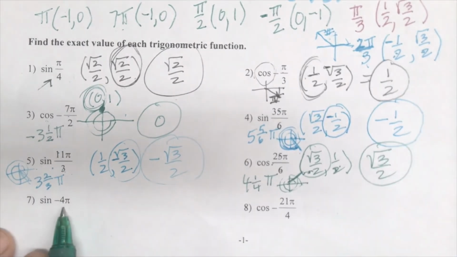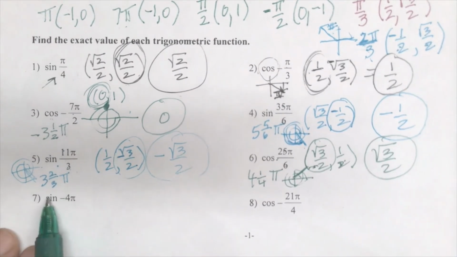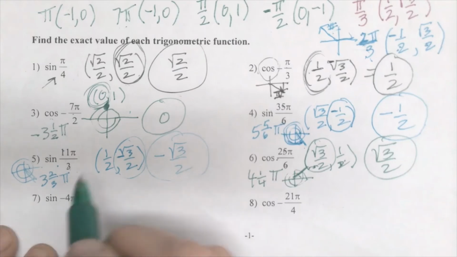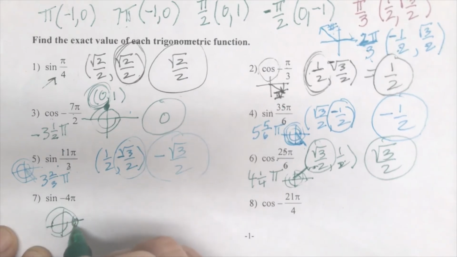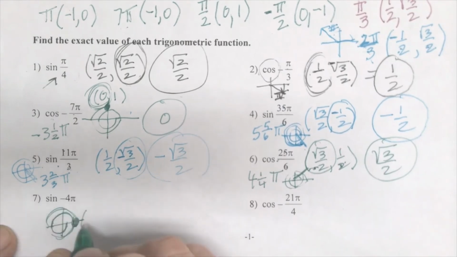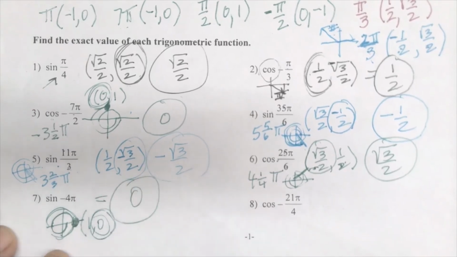I've got a whole pi on my next one. This is sine of negative 4 pi. That means I'm going to be moving backwards, so 2, 4, I'm right here at the beginning, backwards 2 pi, 4 pi. That is the point 1 comma 0. I'm interested in the sine, so my answer here is 0.